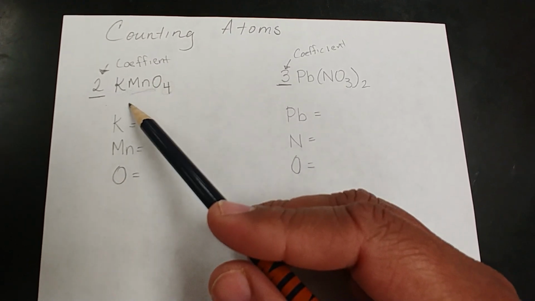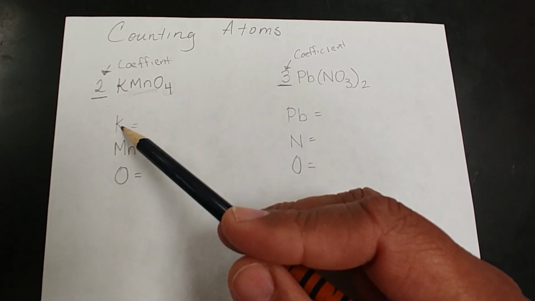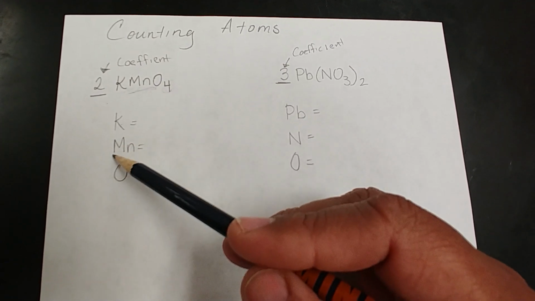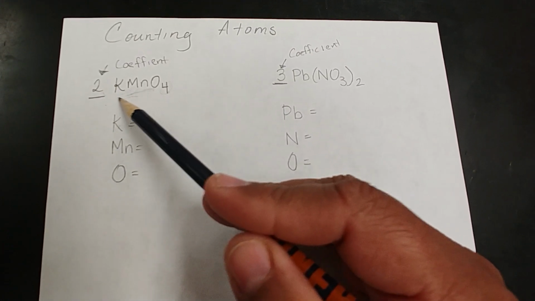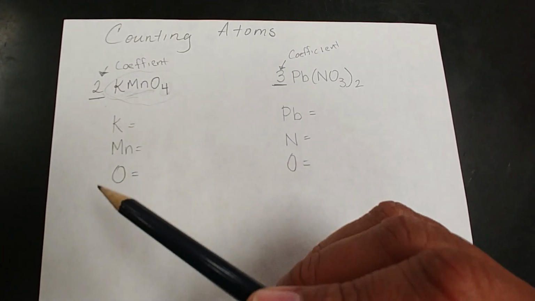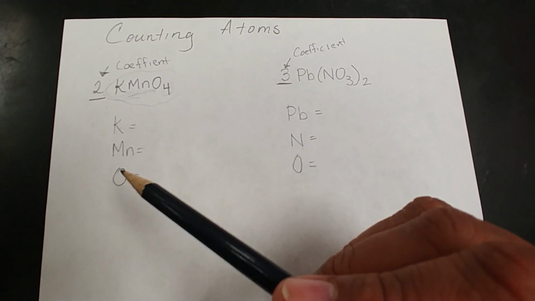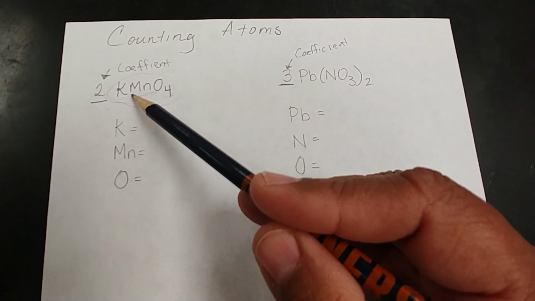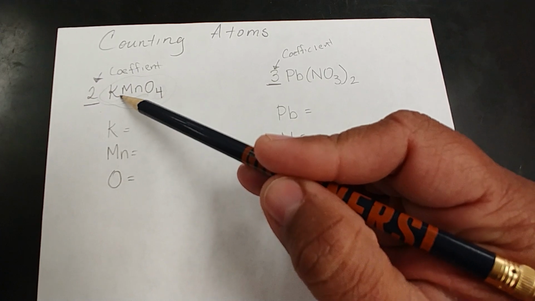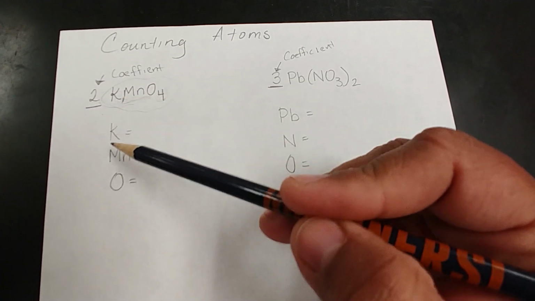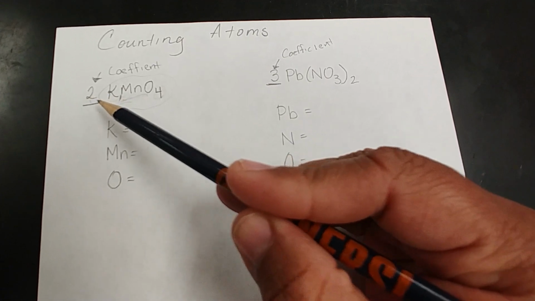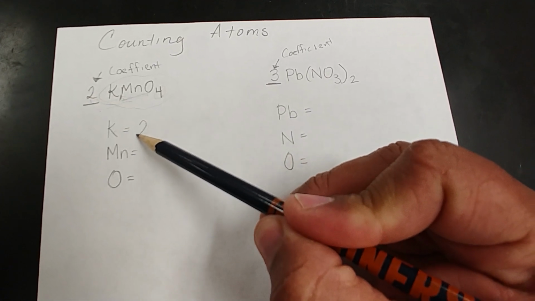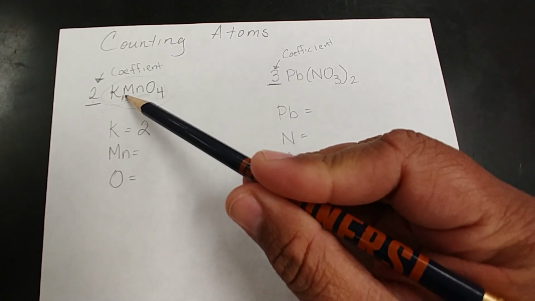And the first thing you want to do is separate all the elements. So we've got potassium, we've got manganese, and we've got oxygen. All right, this 2 is pretty much going to multiply with anything that's behind it, okay? So if we look at each individual element, like potassium, there's not a number here, but it's understood as 1. So this 2 multiplies with that 1. 2 times 1 is 2. So that makes it 2 atoms of potassium.